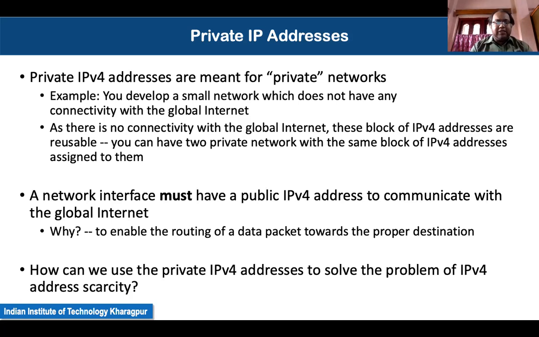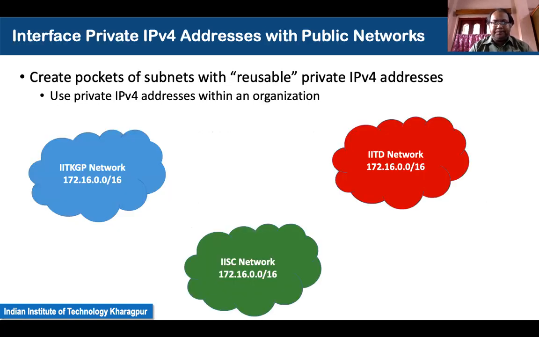Now the question comes: how can we use, or better to say, reuse this block of private IPv4 addresses to solve the problem of IP version 4 scarcity? Now here is an example of the way we are moving forward with reusing these IP version 4 addresses. The idea is that you create pockets of subnets with reusable private IPv4 addresses. For example, you use the private IP version 4 addresses within an organization. So you have three networks here: the IIT KGP network, the IISc network, and the IITD network.